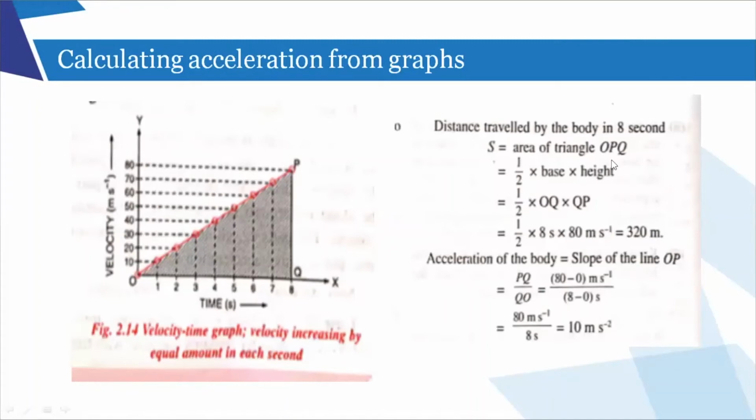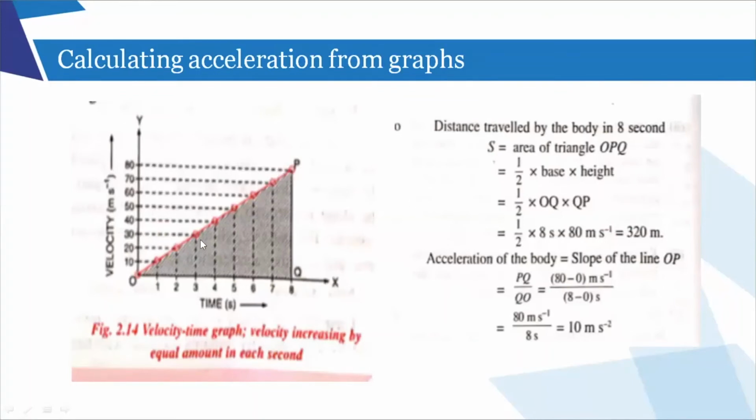Shiva, acceleration of the body. How to find the acceleration of the body? In a distance time graph, the slope of the line gave you velocity. Remember, the slope of the line gave you velocity. Now in a velocity time graph, the slope of the line will give you acceleration. What will the slope of the line give you? Acceleration. So now just see how to find the slope of this line.